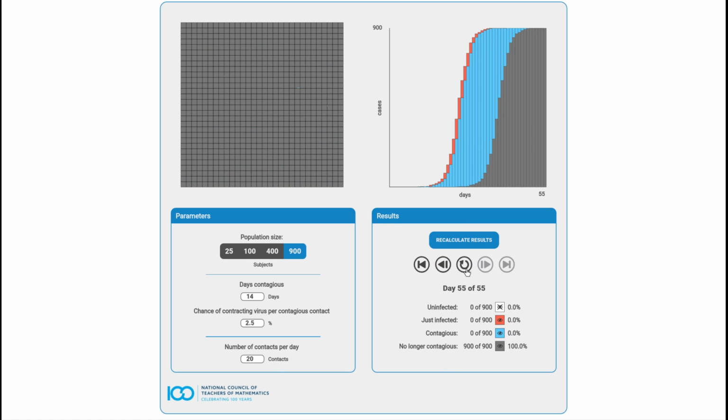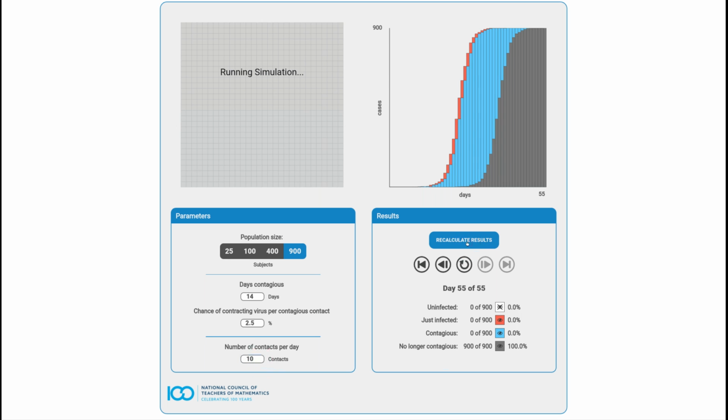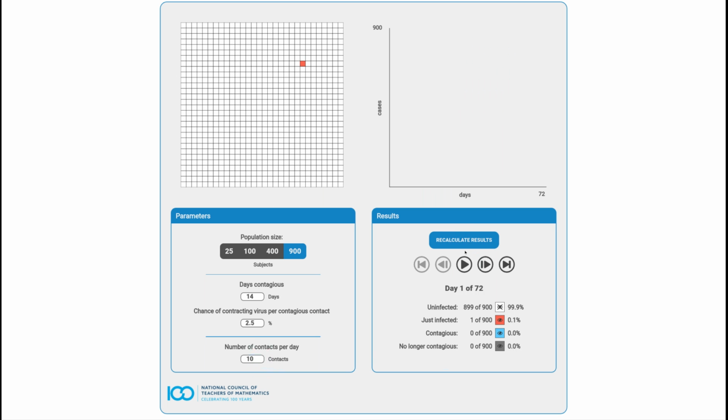So I just want to go over what this visually means. And I'll do one more. What if you cut your contacts in half? Instead of talking to 20 people a day, just 10. It's now a 72-day process. Let's click again. 74-day process. 72. Let's see what 72 days looks like.